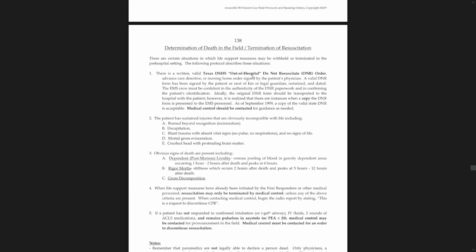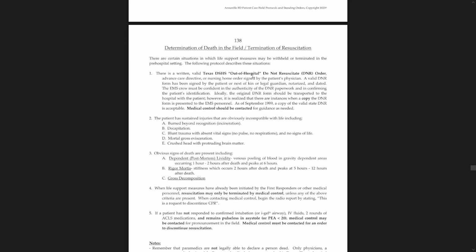A valid DNR form has been signed by the patient or next of kin or a legal guardian, notarized and dated. The EMS crew must be confident in the authenticity of the DNR paperwork and in confirming the patient's identification. Ideally, the original DNR form should be transported to the hospital with the patient. However, it is realized that there are instances when a copy of the DNR form is presented to the EMS personnel. As of September 1999, a copy of the valid state DNR is acceptable. Medical control should be contacted for guidance as needed.